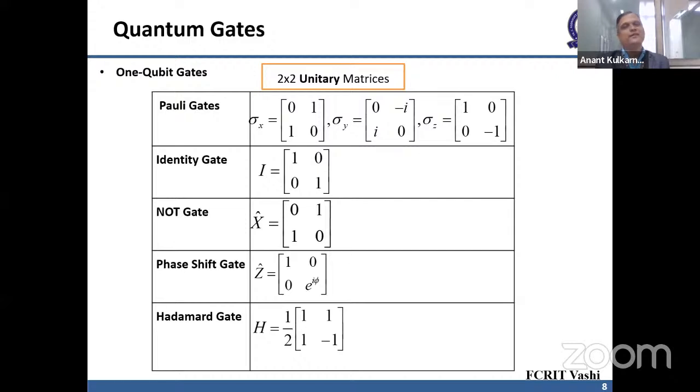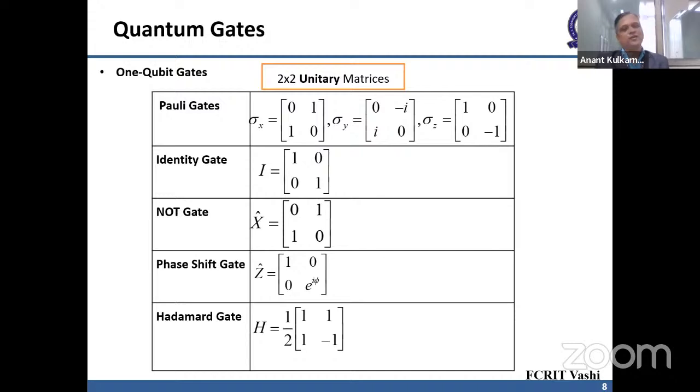Some of the quantum gates I'm presenting here through their matrix representation. There are Pauli gates: rotation around the x-axis, rotation around the y-axis, and rotation around the z-axis of a particular vector or qubit are represented by the Pauli gates. Their matrix representation is shown here. It is not like a unit matrix. Try to understand the difference between the unit matrix and the Pauli matrices: [0 1; 1 0], [0 -i; i 0], [1 0; 0 -1].